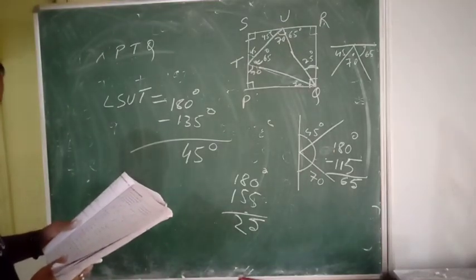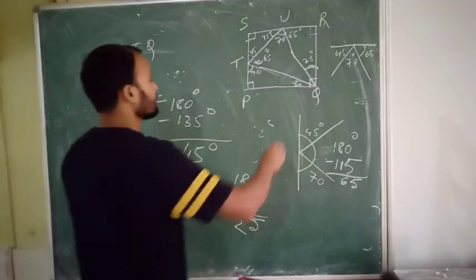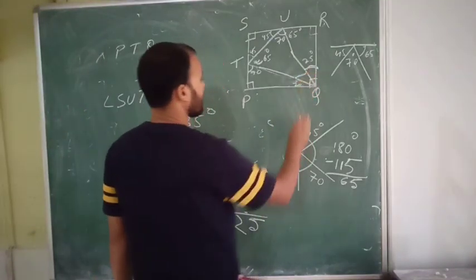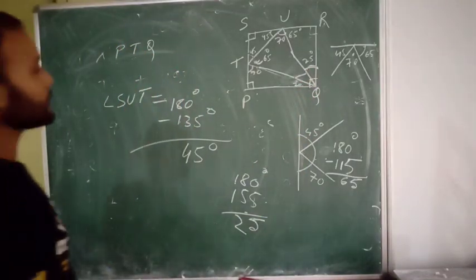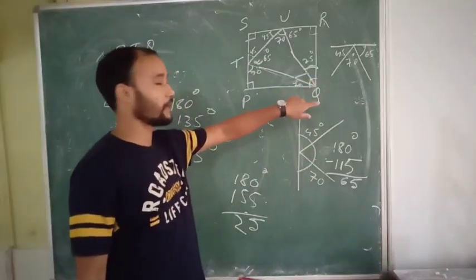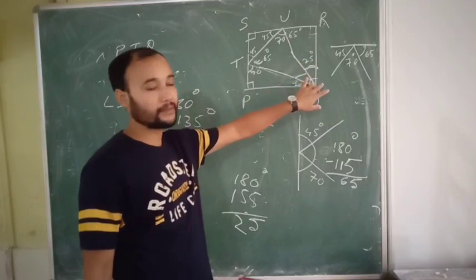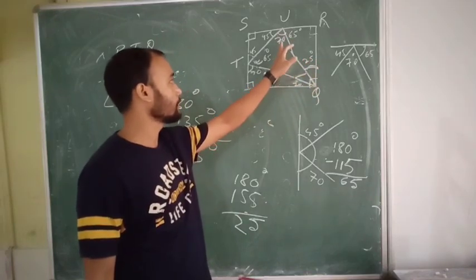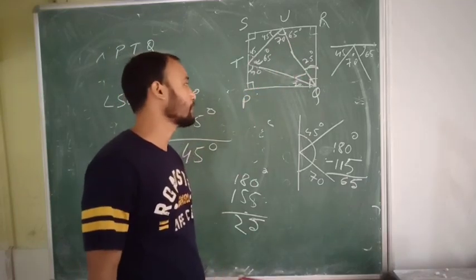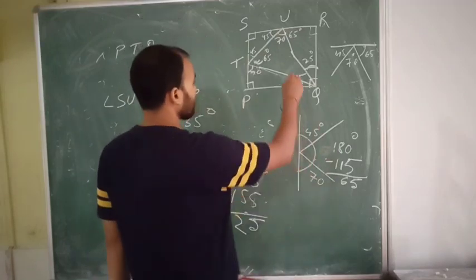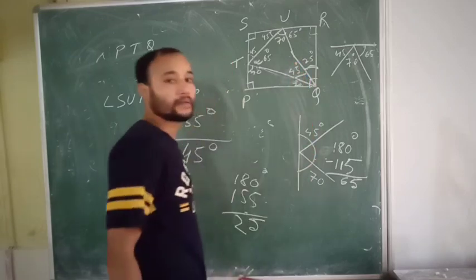And last is UQT. See, this can be found in two ways. Either you subtract 45 from 90, or you subtract this one, 135, from 90. Same thing we will do. The answer will be simply we can put 45. Either way is satisfying.